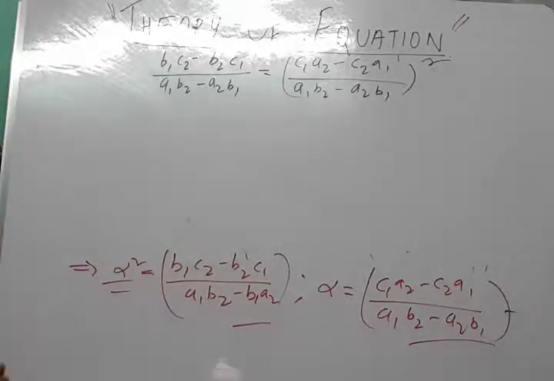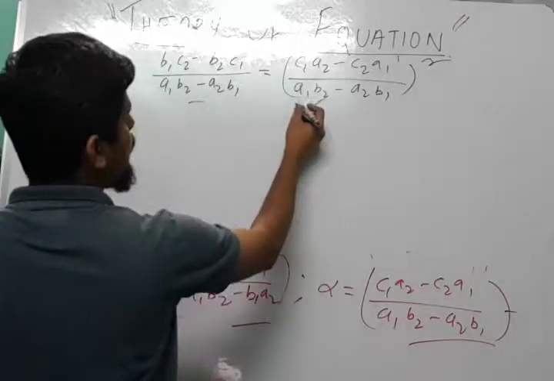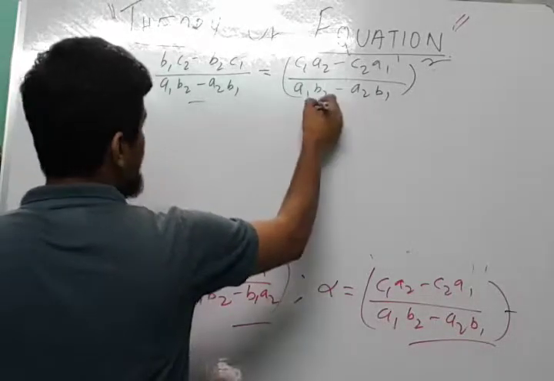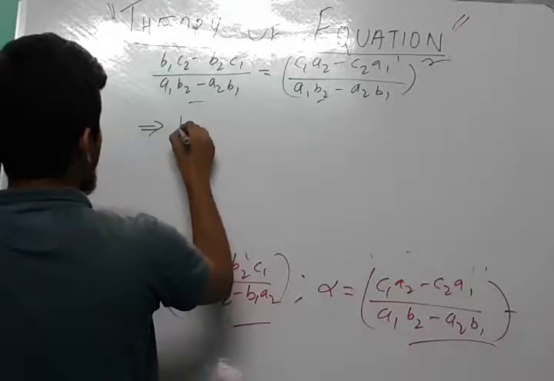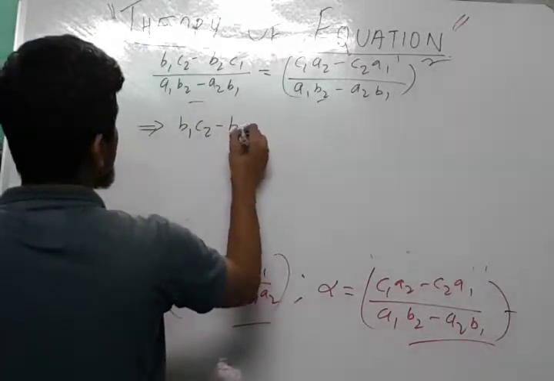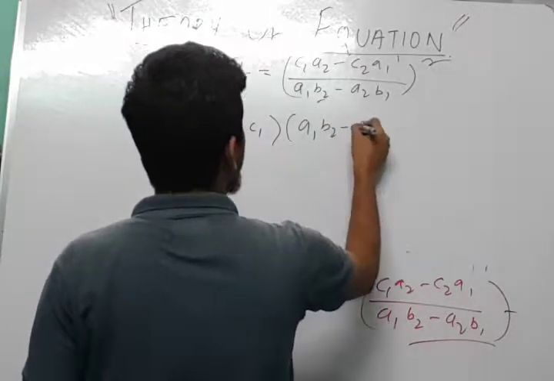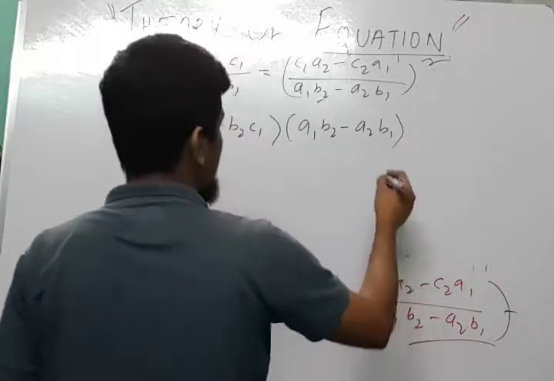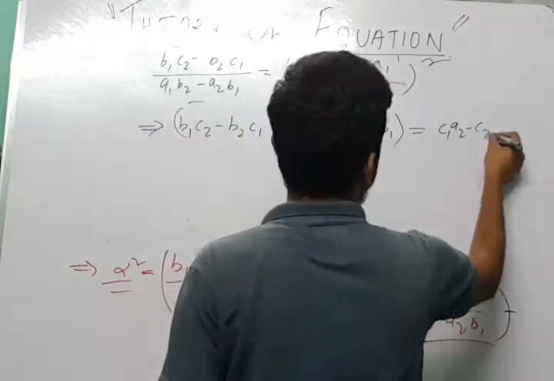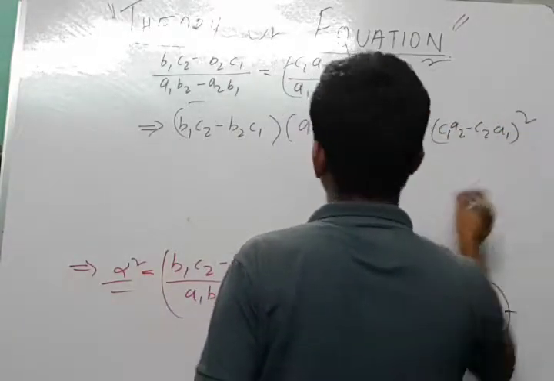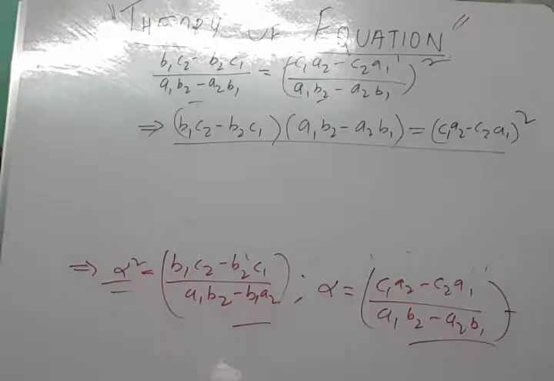So as you can see over here, this term and this term will cancel out, and we will be left with only one a1 b2 minus a2 b1, and that we can take over here. So this will give us (b1 c2 minus b2 c1) into (a1 b2 minus a2 b1), and that will be equal to (c1 a2 minus c2 a1) whole square. So this is the condition that we finally land up with.